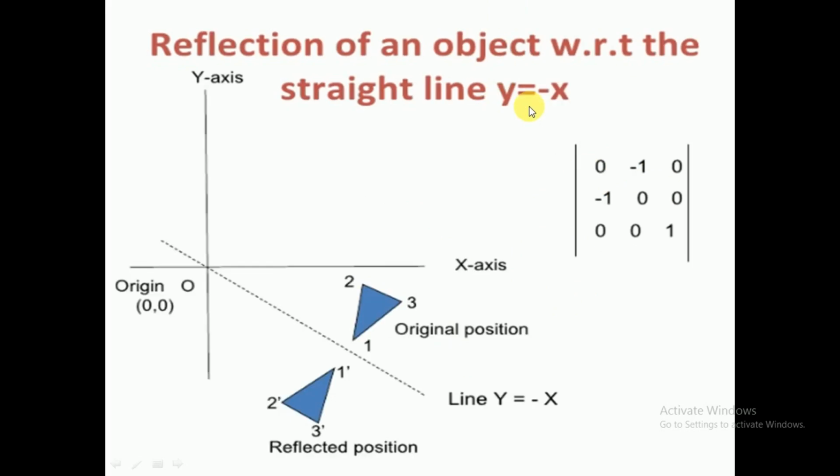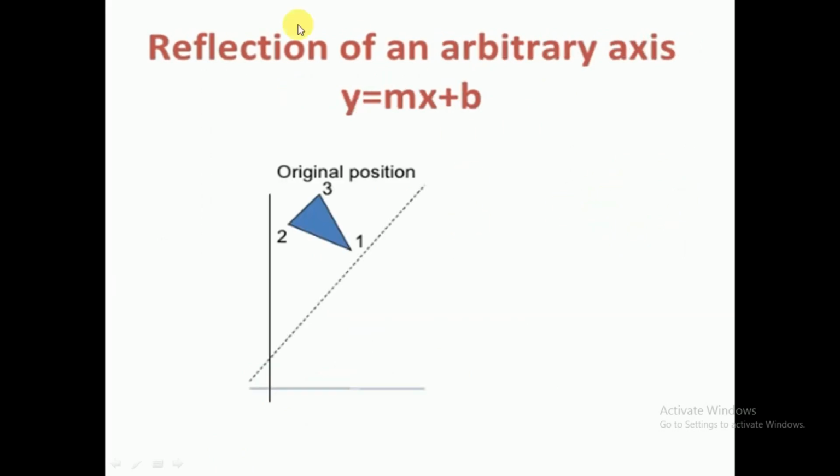Similarly y equal to minus x. Again the same thing, only negative and positive, but again the x and y values will change, right? Then y equal to mx plus c. It is a reflection about an arbitrary axis, where y equals mx plus b, or mx plus c.